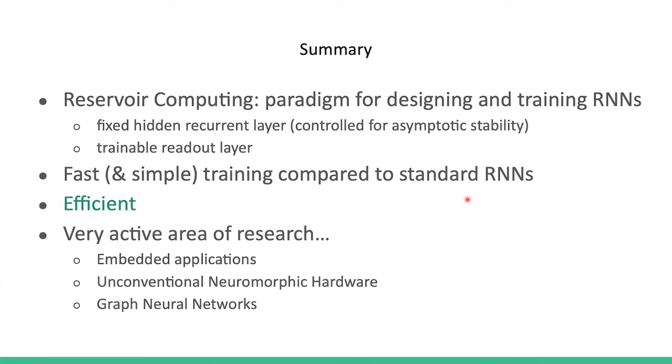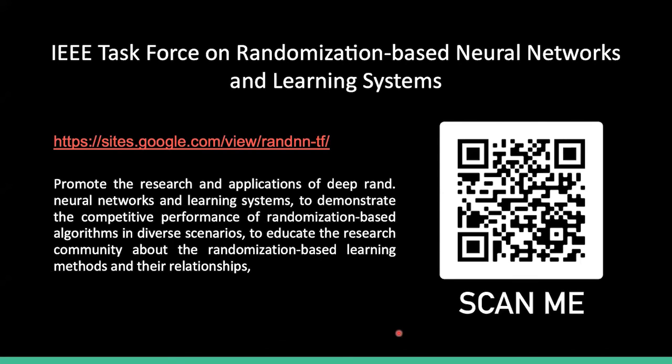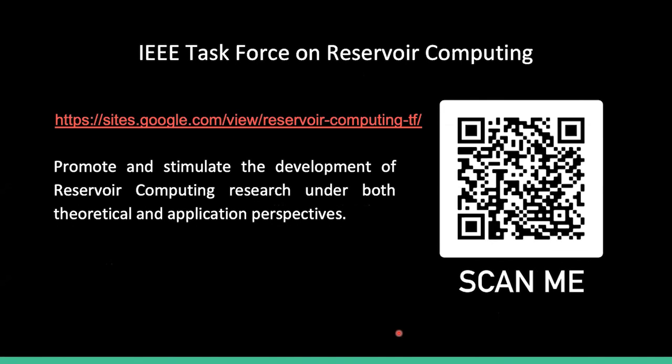And this research area is very active, for example, on the side of embedded applications, on the side of implementations into neuromorphic hardware, and also in the direction of extending the approach to more complicated forms of data like graphs. Okay, I would just like to conclude with a mention of the two task forces that are related to this work that I have presented. One is the task force on randomization-based neural networks and learning systems, and the other one is the IEEE task force on reservoir computing.